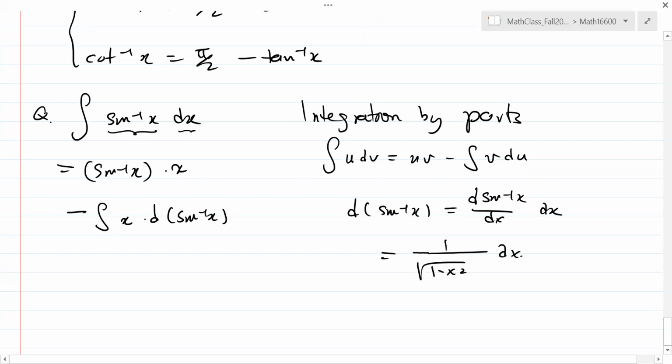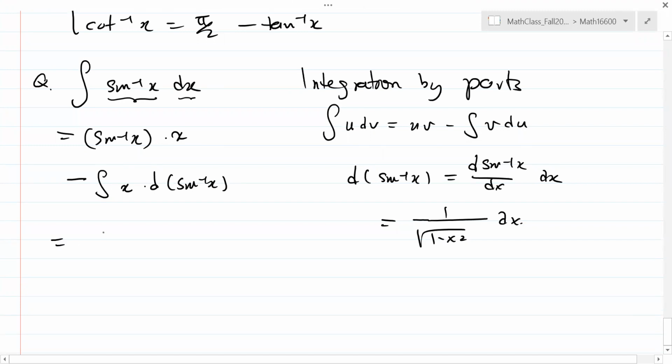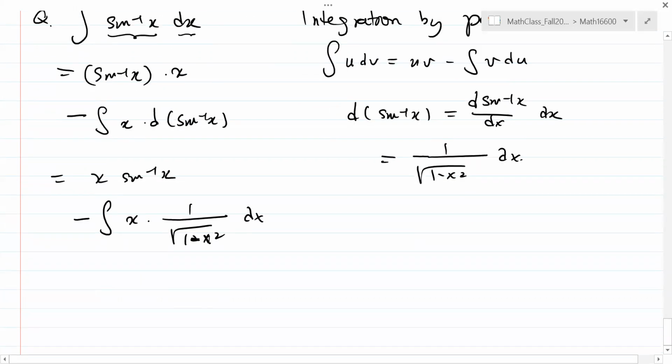Okay, so let's put this. I change the order of the above function: minus the integral of x over the square root of 1 minus x squared and dx. Okay, that's not the end of the story. We have to evaluate the second integral, and this integral will be easy, just use substitution.